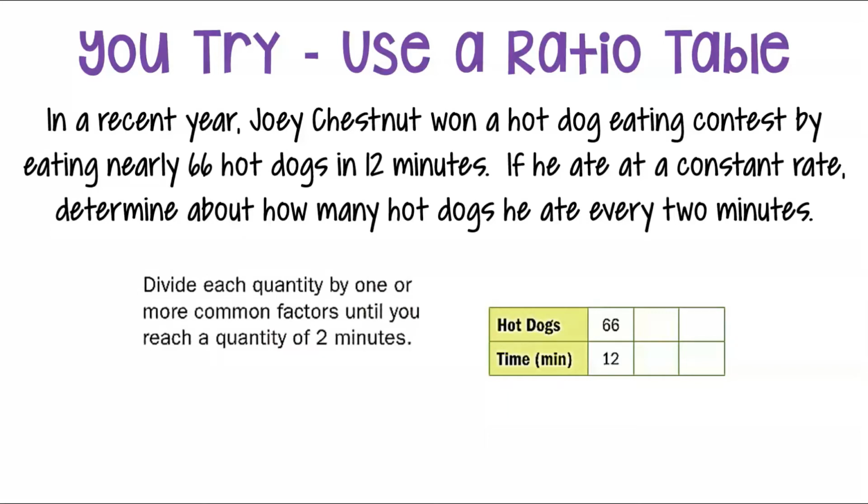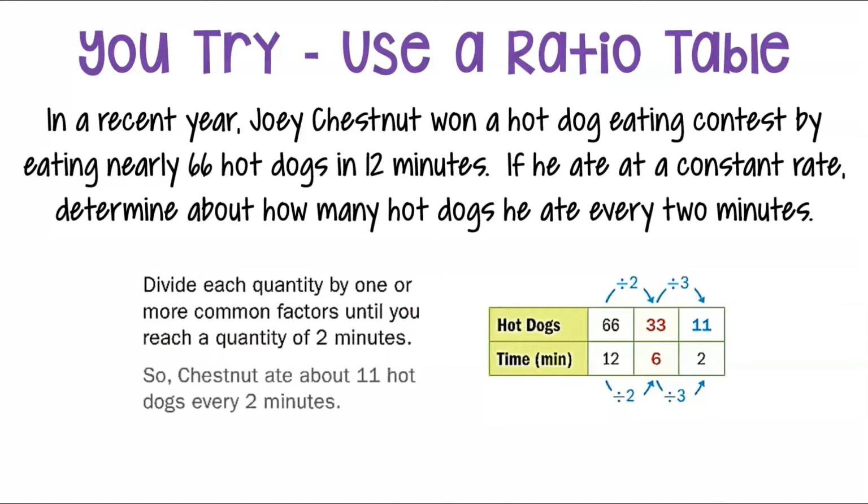Well, I can recognize that each of these numbers is divisible by 2, so we're going to start there. When I divide the bottom by 2, I get 6. And whatever I do to the bottom, I have to do to the top. When I divide by 2 on the top, I get 33. Now we know we need to make the bottom number into a 2. So 6 divided by 3 gets me the 2 that I was looking for. Whatever I do to the bottom, I have to do to the top. And when I divide 33 by 3, I get 11. So Chestnut ate about 11 hot dogs every 2 minutes.